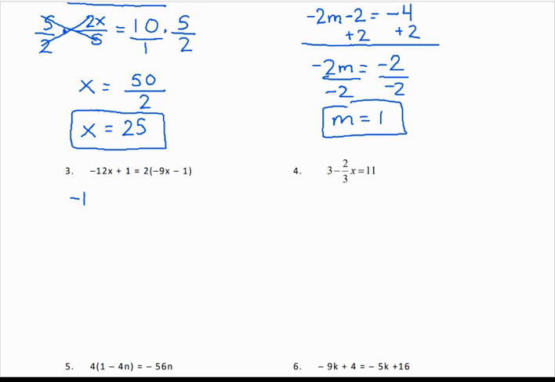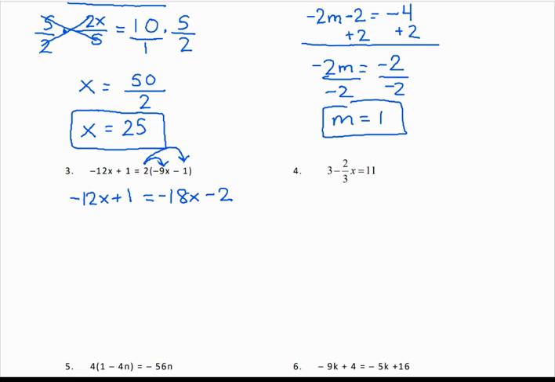So that left-hand side, we're not going to touch it, leave it as is. But the right-hand side, we distribute. So 2 times negative 9x makes negative 18x. Again, those negatives are really important to not drop. And then 2 times negative 1 is negative 2.